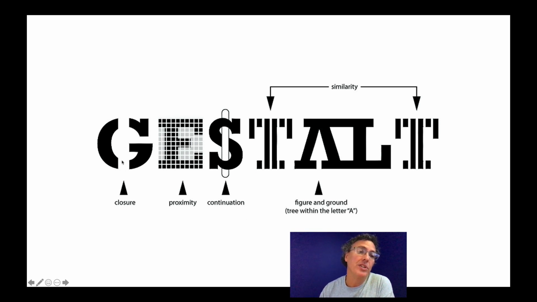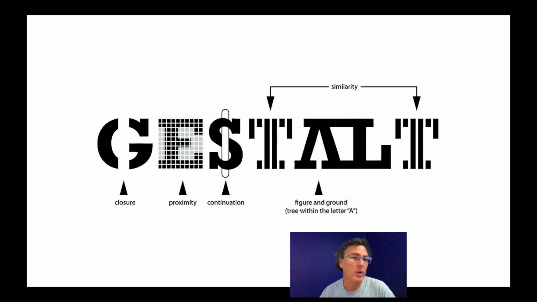So the idea of closure: even though this is not a full G, it's really three different bits of things, we very easily see it as a full G. The brain just fills in those gaps quite easily and closes this figure, which is similar to continuation, but we'll talk about that. Proximity: the idea here is that things that are close get linked together simply because they're close. We see the E coming out there because all those black parts are close to one another and the gray ones are close to one another, so they separate from the black, and it's the actual proximity that makes us group these things.